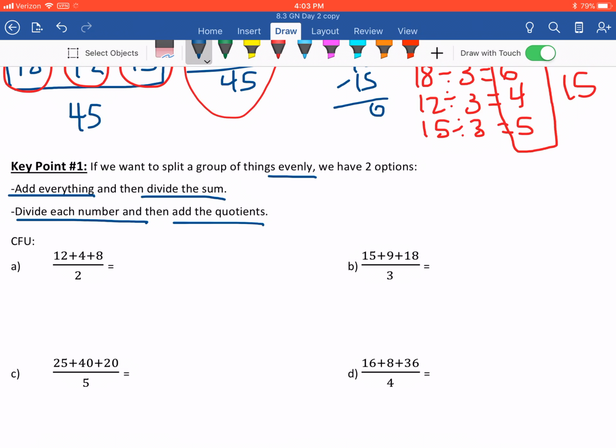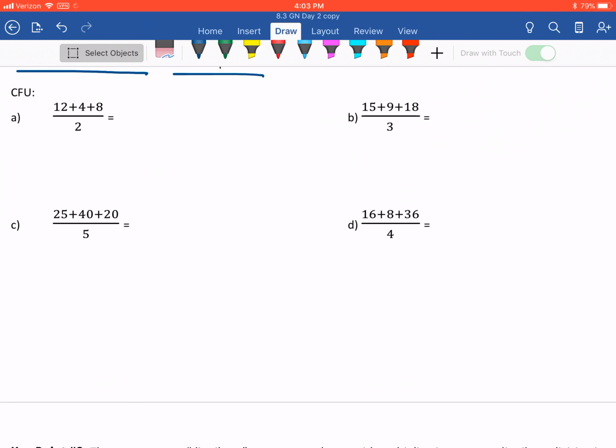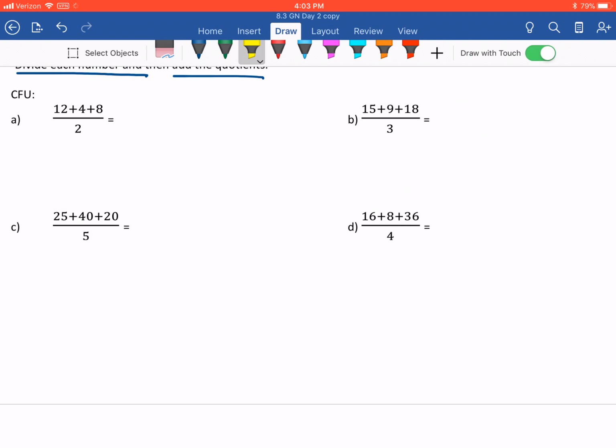All right, moving on to the check for understanding. We have a special way that we're going to show our work on these. I know you may not have a highlighter, but I'm going to use one here just to show. We're going to divide each part separately. So for instance, 12 divided by 2. Now the next part, 4 divided by 2. And then that last one, 8 divided by 2.